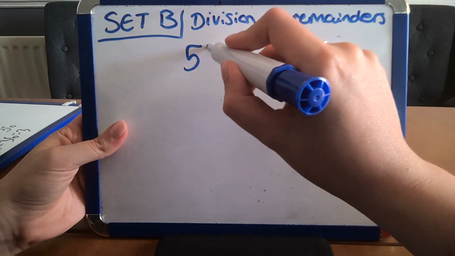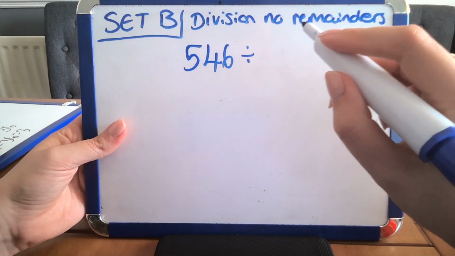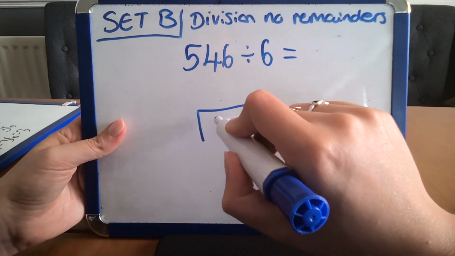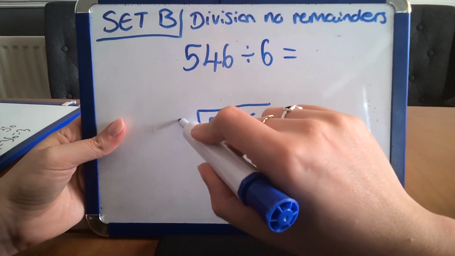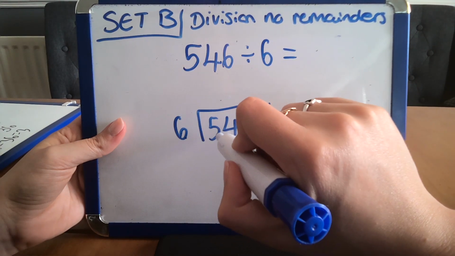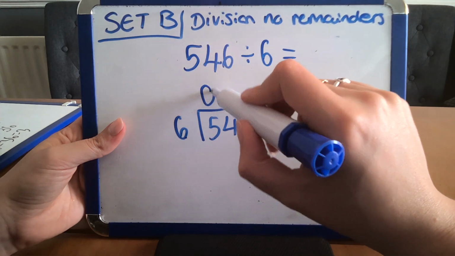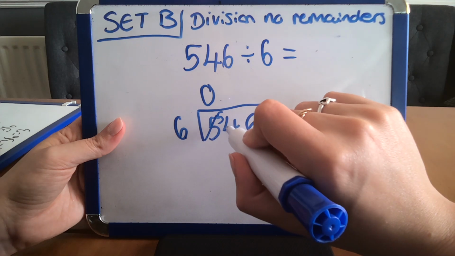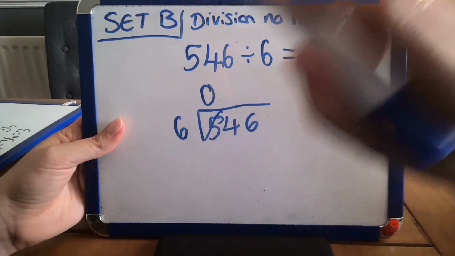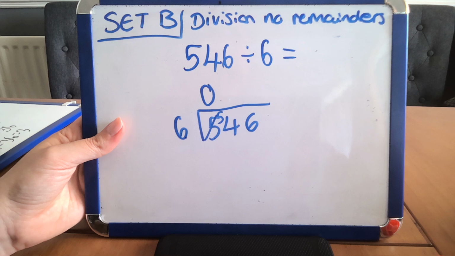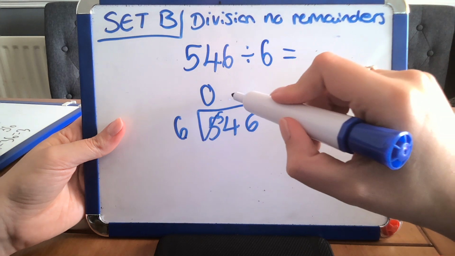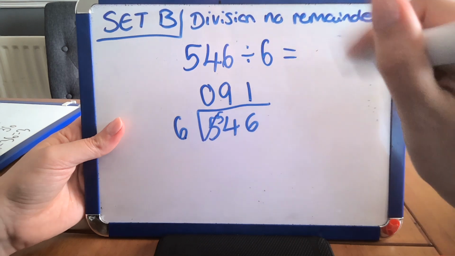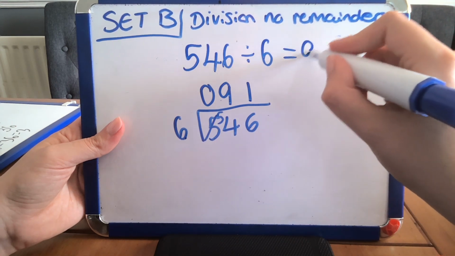The next question was 546 divided by 6 equals, draw a bus stop, 546 by 6. How many 6s go into 5? 0. So we cross our 5 through, put our 5 there, making this number 54. How many 6s go into 54? 9. How many 6s go into 6? 1. So the answer is 91.